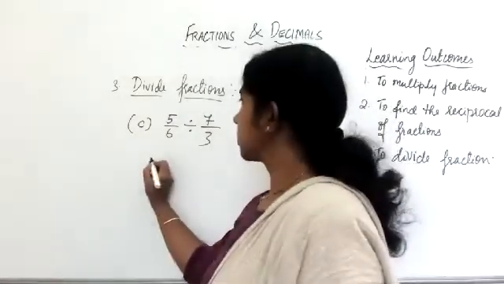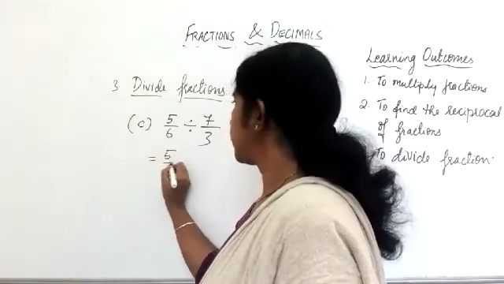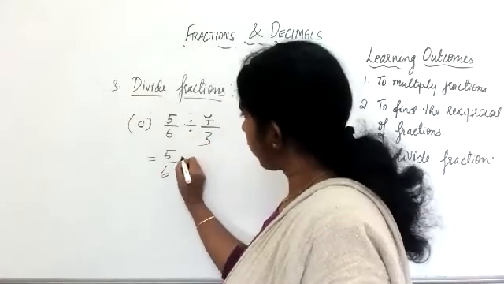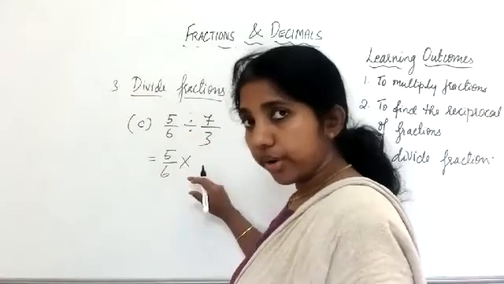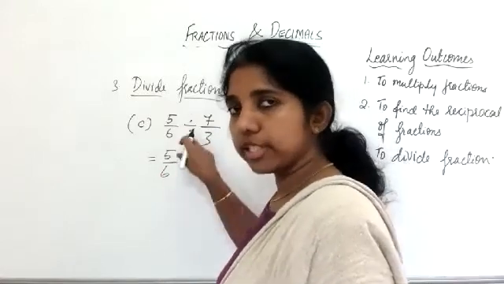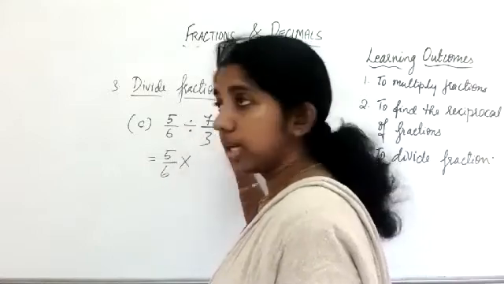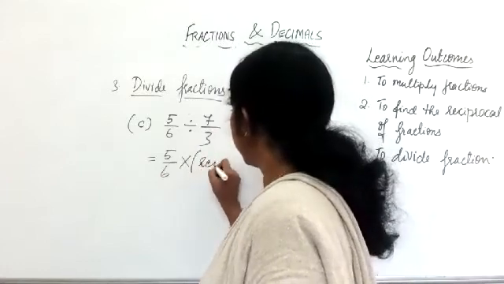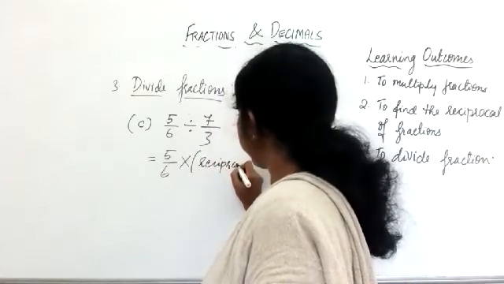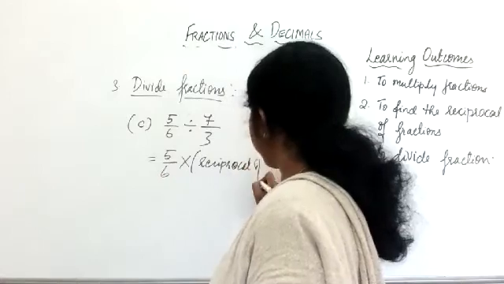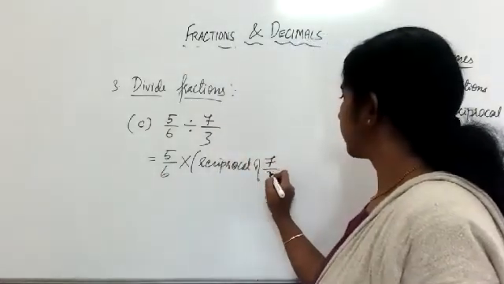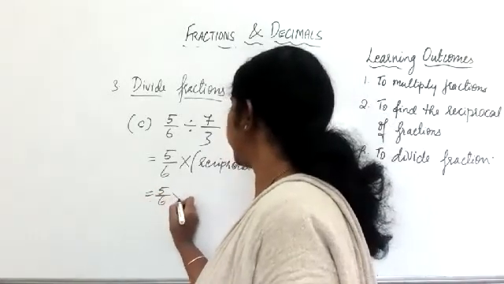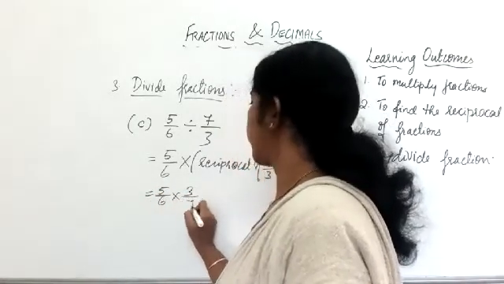Again, same thing, right? 5 by 6, the dividend, as it is. You convert this to multiplication. When you convert division to multiplication, you have to take the reciprocal of your divisor, the reciprocal of your 7 by 3. So that's equal to 5 by 6 into 3 by 7.